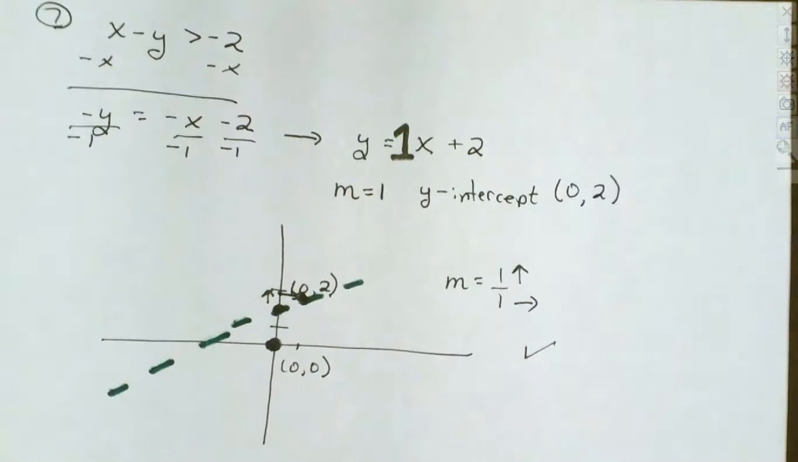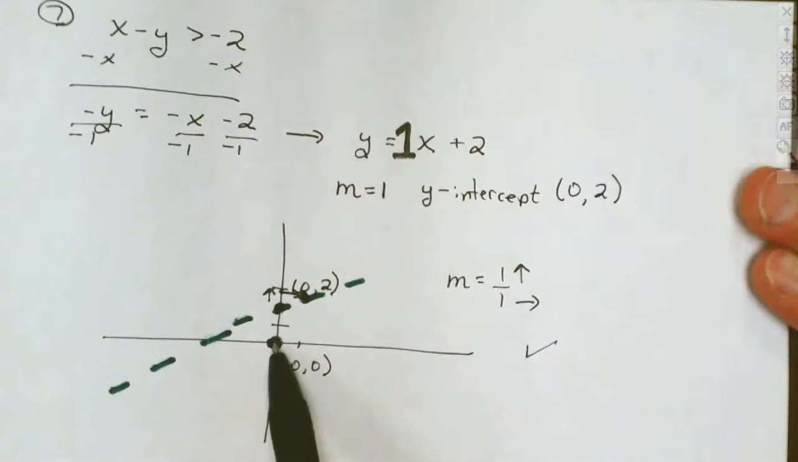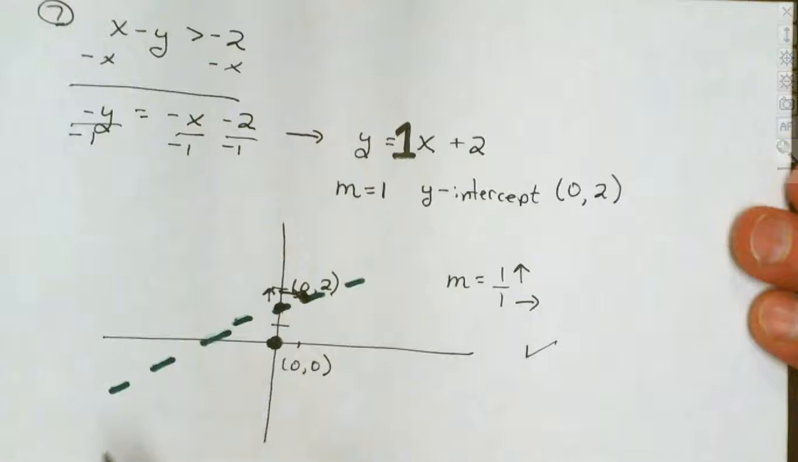Why are we using a dotted line? Right, because it's greater than, right? Anytime it's greater than or less than, we use a dotted line. Greater than or equal to, less than or equal to, those get the solid ones. Now, we know 0, 0 is here, so it's below the line.